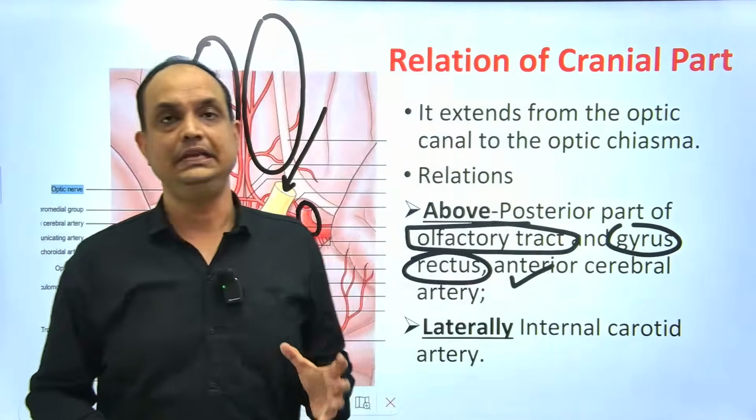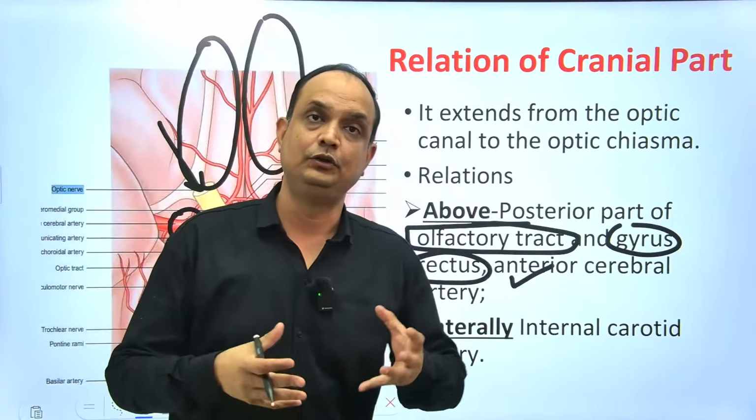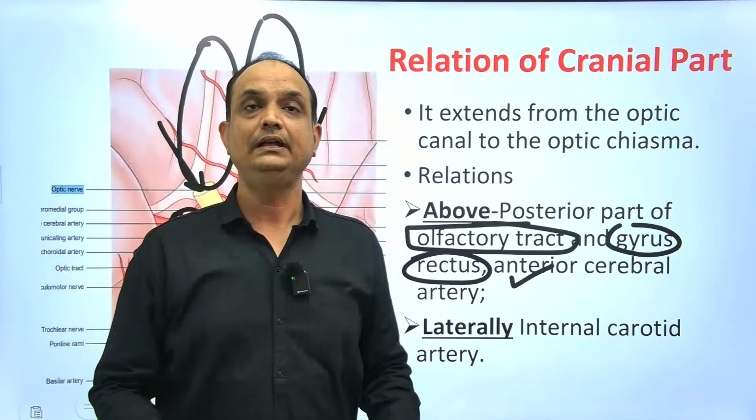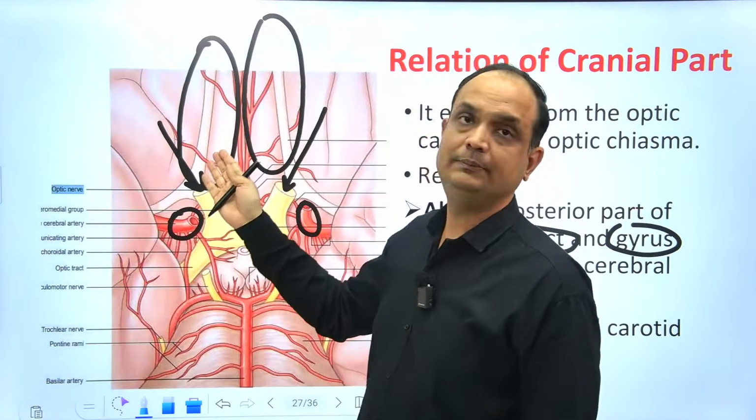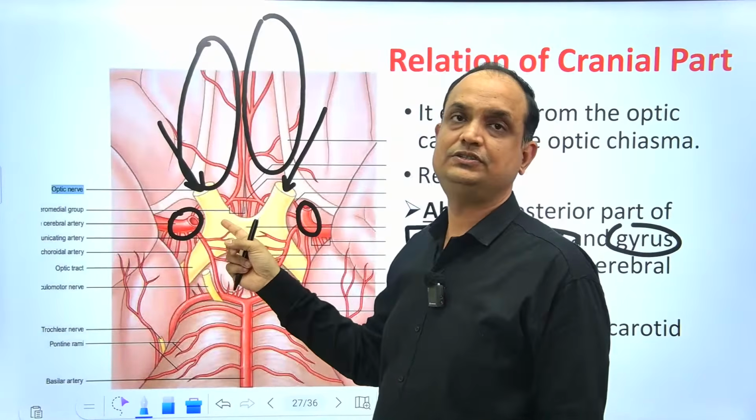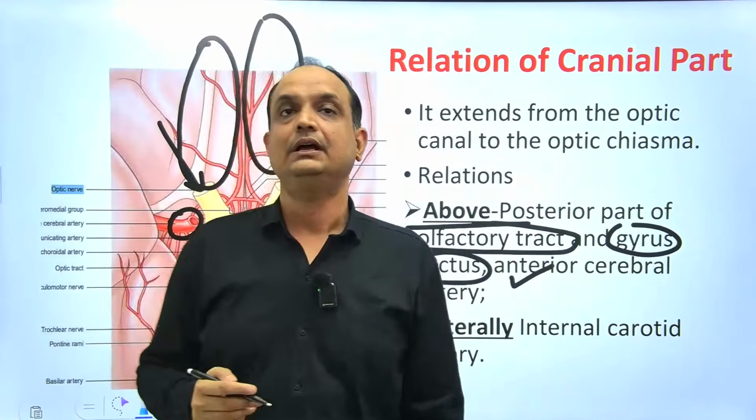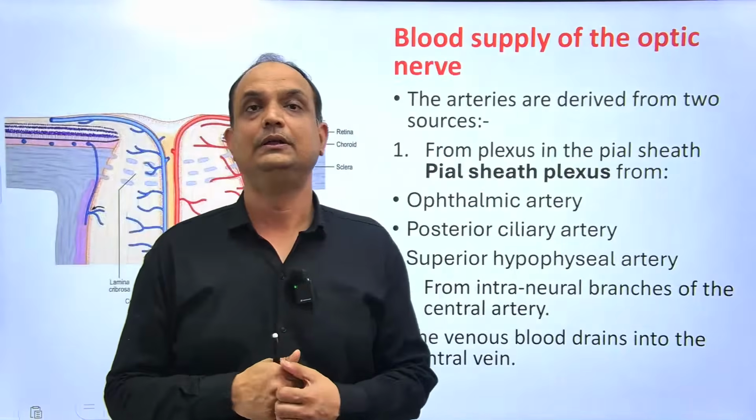When you are seeing the middle cranial fossa, as soon as you do the dissection and remove the brain, you are able to see this structure. Why? Because this structure lies deep to the frontal lobe and it is related with the gyrus rectus of the frontal lobe. Now we will talk about the blood supply.